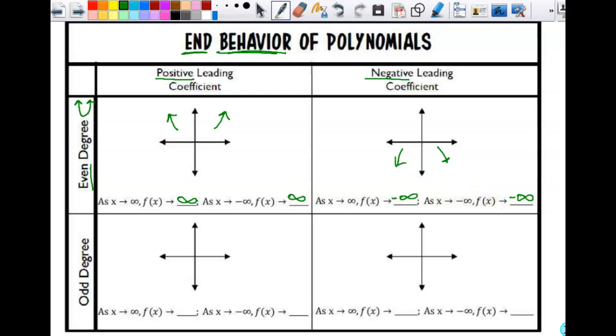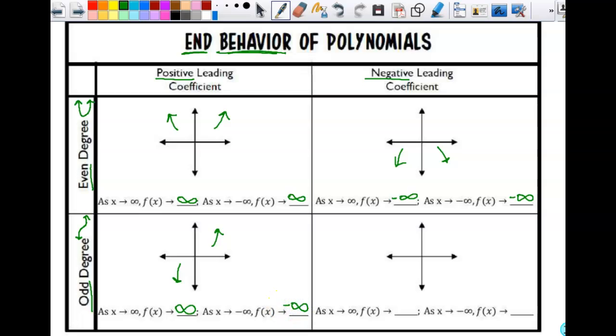Okay. Then we have an odd degree. Again, if I gave you a polynomial, you wouldn't necessarily know what the graph looks like, but you would know that the end behavior models a cubic. So if it's a positive leading coefficient, my end behavior is down, up, which in words translates as x approaches infinity, f of x approaches infinity. As x approaches negative infinity, f of x approaches negative infinity.